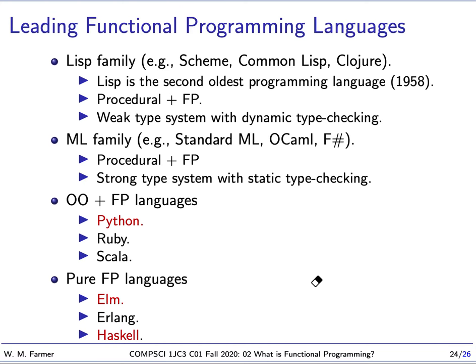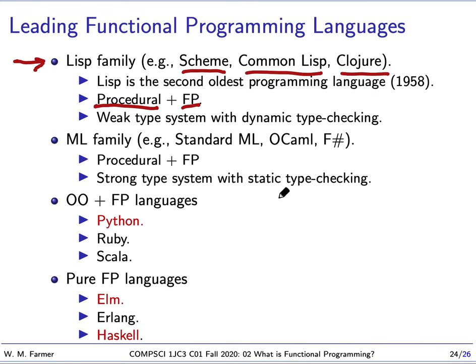Here are some of the leading functional programming languages. The oldest group is the Lisp family. These include many, many programming languages, but today the really most popular ones are Scheme and Common Lisp, maybe Clojure as well. Lisp is the second oldest programming language in actual use today. It was founded in 1956. It was invented by McCarthy, who was at Stanford, and he was inspired by the work of Alonzo Church. So this is the second time Church's name has come up. It's a language which is procedural, but also has functional programming. It's both. It's a multi-paradigm language.